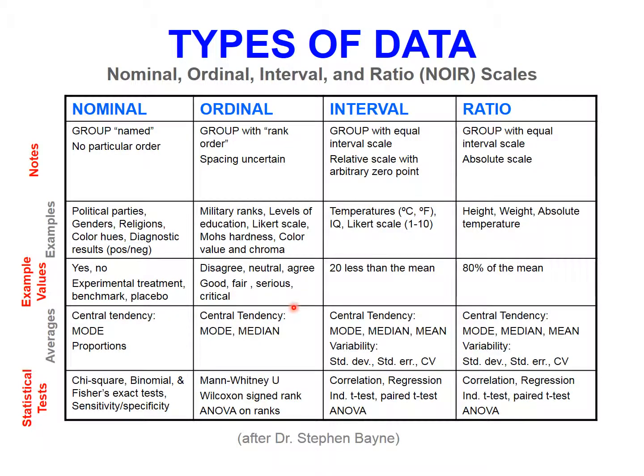So examples of responses that are ordinal could be, as we mentioned, you disagree, you're neutral, or you agree with something. Patient's condition: good, fair, serious, critical. We know one is better than the other, but it's hard to quantify exactly how much. Now, what descriptive variables are we allowed to use for ordinal responses? We can still use the mode, but now we gain the ability to use the median as well.